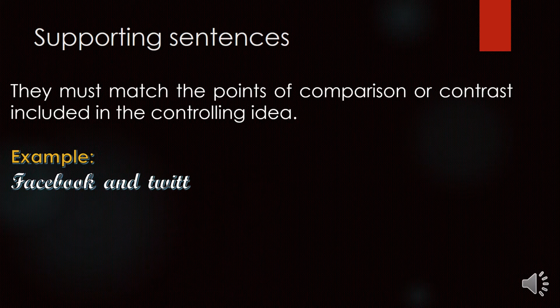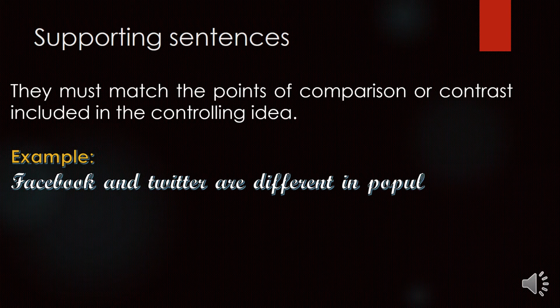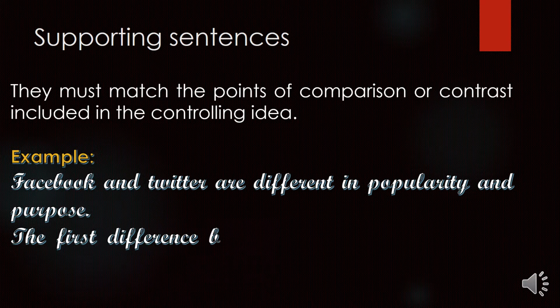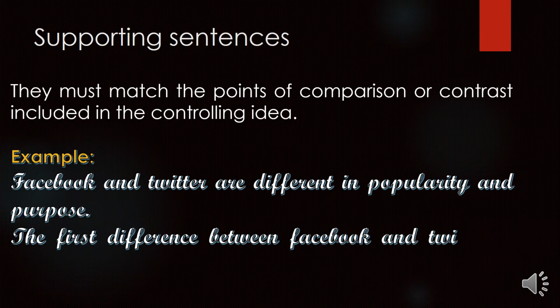Facebook and Twitter are different in what? In popularity and purpose. So that is the example. Facebook and Twitter are different in popularity and purpose. So we've got popularity and purpose as a controlling idea. Now the supporting sentence is, the first difference between Facebook and Twitter is popularity. As simple as that. Don't use flamboyant language or anything more complicated.